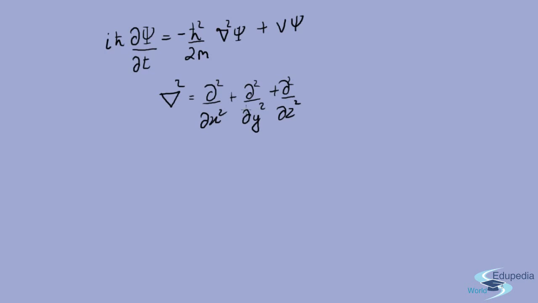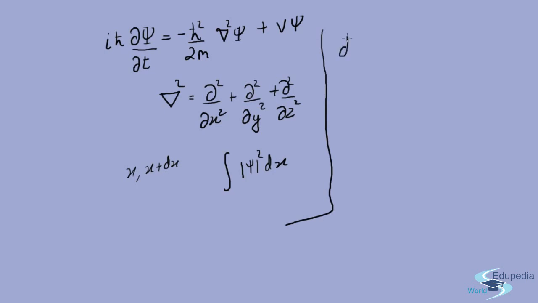There are a couple of other small changes as well from the 1-dimensional case to the 3-dimensional case. Earlier we saw that the probability of finding a particle between x and x plus dx was integral mod psi squared dx, and the integral is between the two values. So now the probability of finding the particle in a volume which is not between x and x plus dx, but between x and x plus dx, y and y plus dy, z and z plus dz, or the 3-dimensional infinitesimal element d cube r, which is dx, dy, dz.